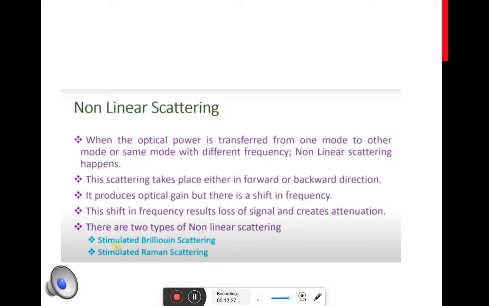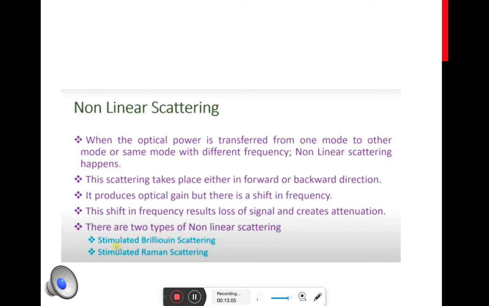Okay, the next type of scattering is nonlinear scattering. In nonlinear scattering, when light is propagated through an optical fiber in a mode, the signal can get coupled to another mode, or the power can get coupled to another leaky mode. When this transfer happens, there is a change in frequency, and as a result there can be radiation loss resulting in scattering. This type of scattering is called nonlinear scattering when there is a change in frequency on coupling of the power from one mode to another.